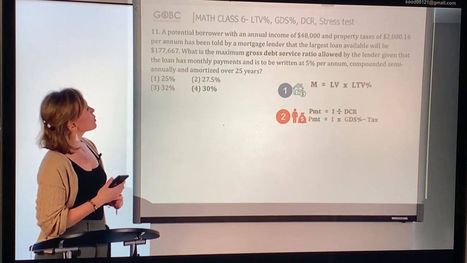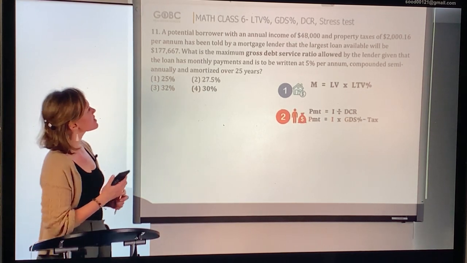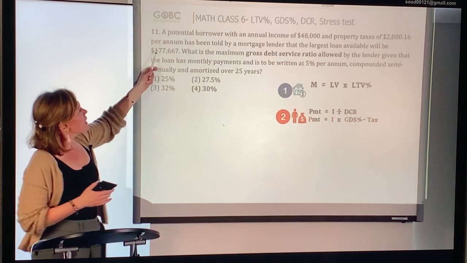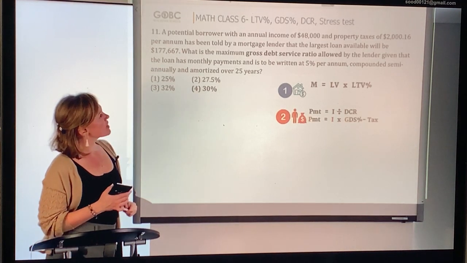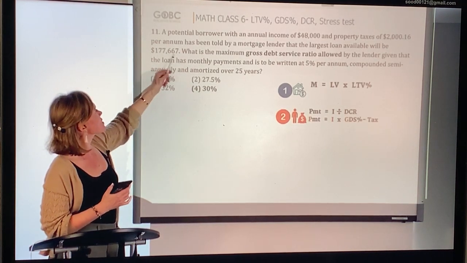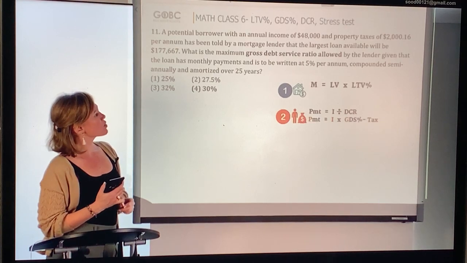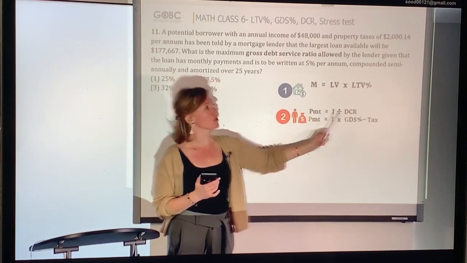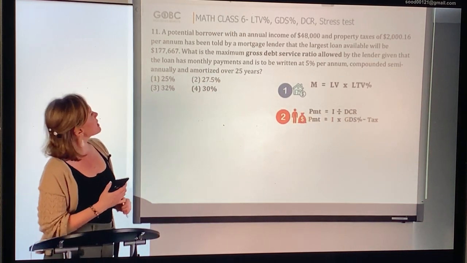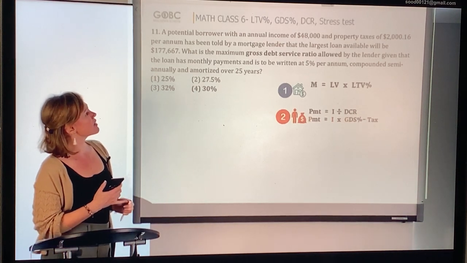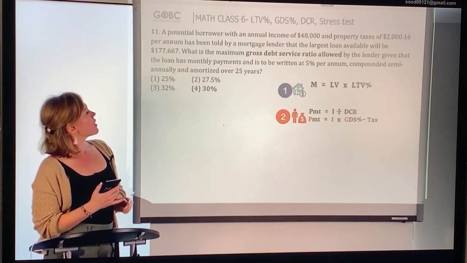We have a potential borrower with an annual income of 48,000, property taxes of 2,016 per annum, who has been told by the mortgage lender that the largest loan available will be 177,667. What is the maximum gross debt service ratio? What is the maximum GDS? So they're looking for this one. That is allowed by the lender, given that the loan has monthly payments and has been written at 5% compounded semi-annually with a 25 years amortization.